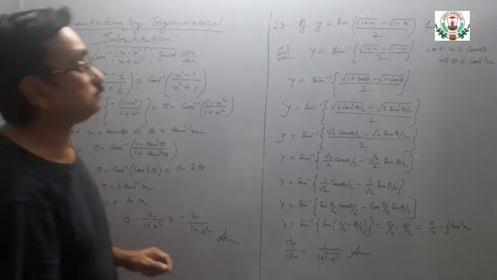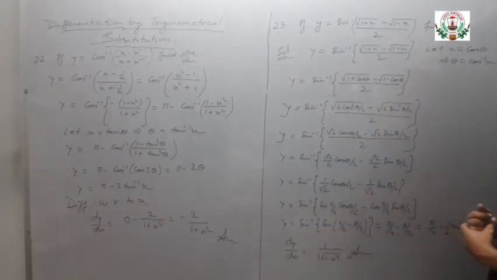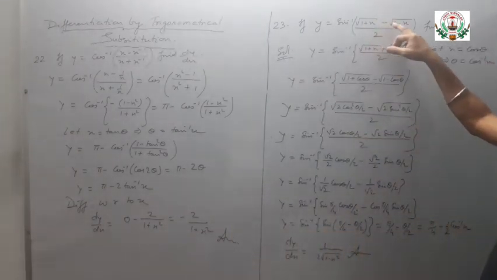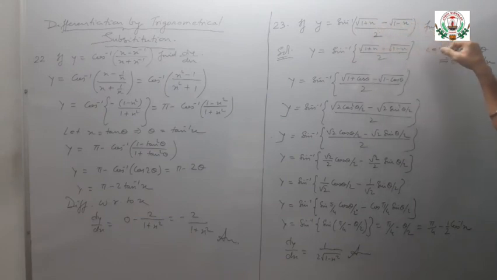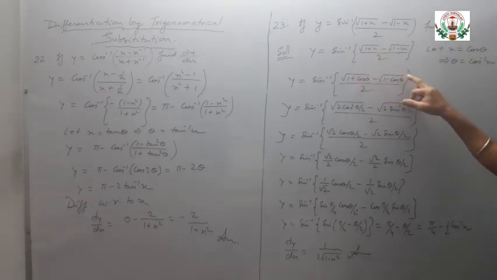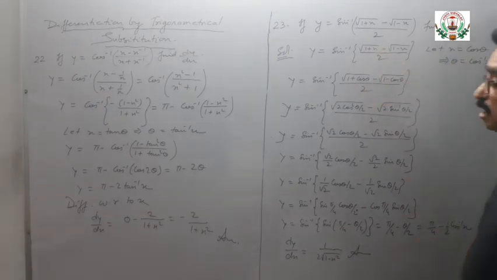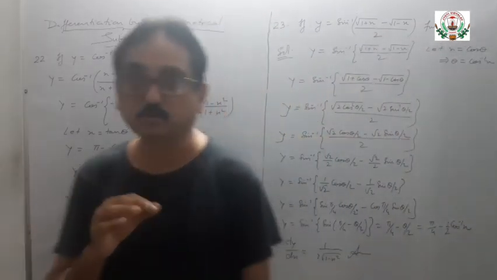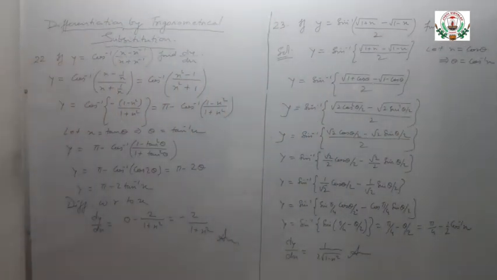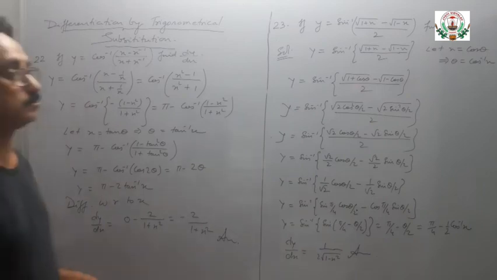Now the next question, this is also another important question. If y equals sin inverse of (under root 1 plus x minus under root 1 minus x) upon 2, find dy by dx. As I told, wherever we get under root 1 plus x or 1 minus x, I substitute x equals cos theta. So theta will be cos inverse x, and we get (under root 1 plus cos theta minus under root 1 minus cos theta) upon 2. 1 plus cos theta is 2 cos square theta by 2, and 1 minus cos theta is 2 sin square theta by 2.